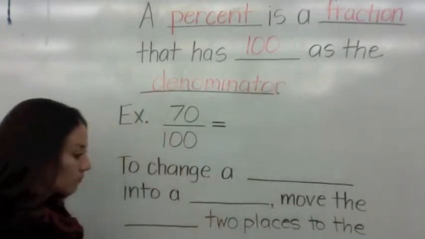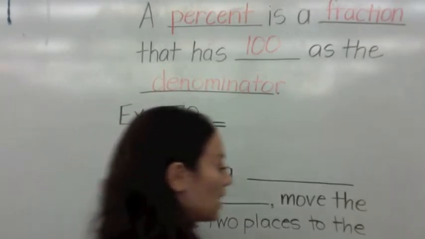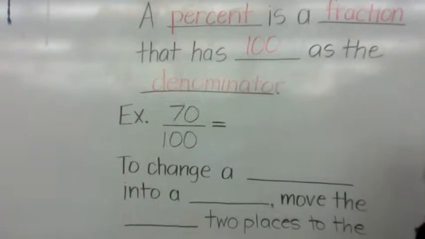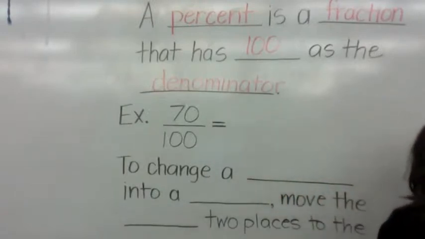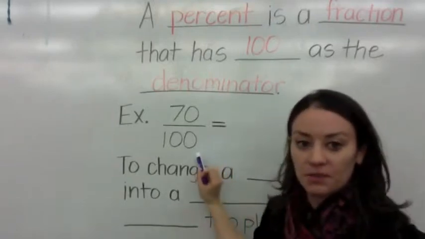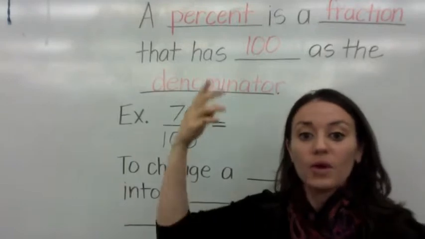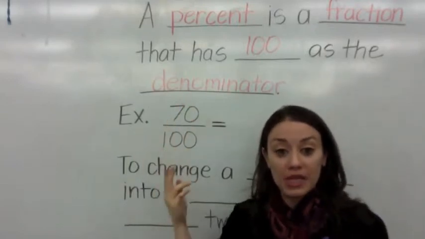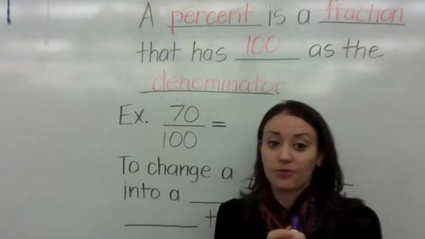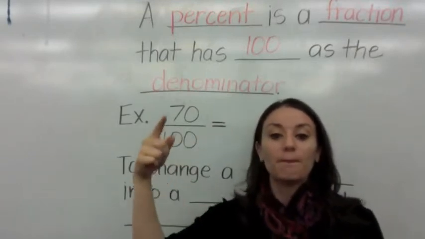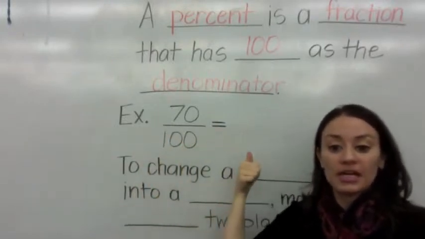Okay, so let's take a look at this fraction. And it says, read it with me, it says 70 hundredths. 70 hundredths. Okay, so 70 hundredths. The way that we work with percents is we start with a fraction. We understand that a percent is part of 100. It's part of a whole, just like a fraction. Then we're going to move from the fraction to the decimal.